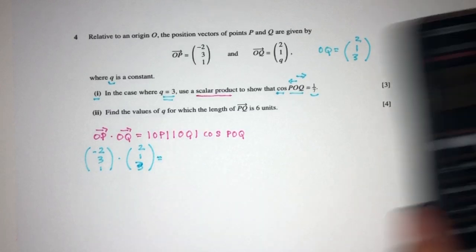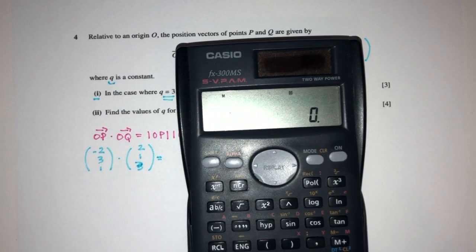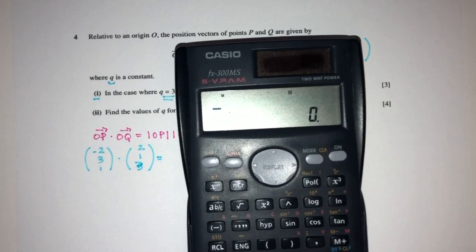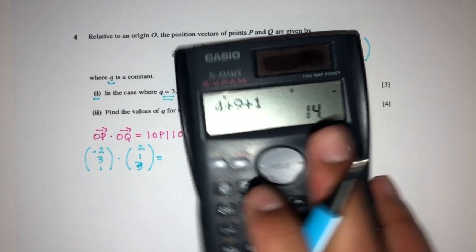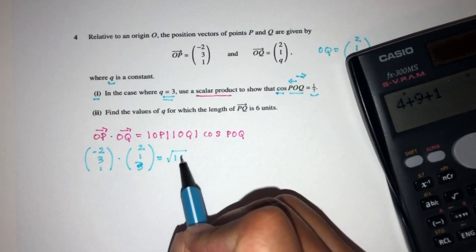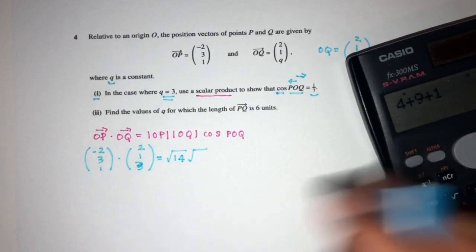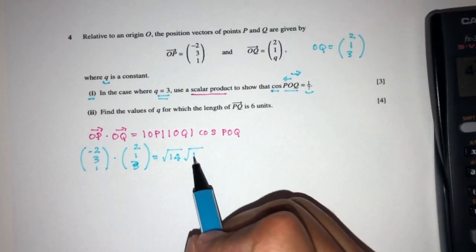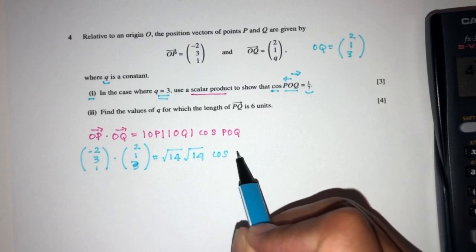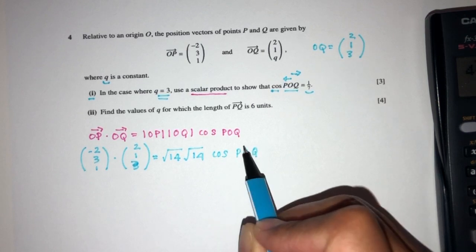Now the magnitude of OP, pretty easy, that will have to be 2 squared, 4. Again, 2 squared and -2 squared are the same thing, realize that. That'll be 4 plus 3 squared is 9, plus 1, that should be root of 14. That will be the magnitude of OP. Now same thing for this one: 4 plus 1 plus 9, that'll be 14 as well. And cos of the POQ.